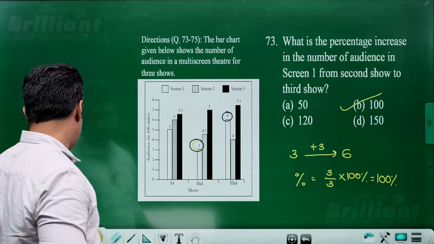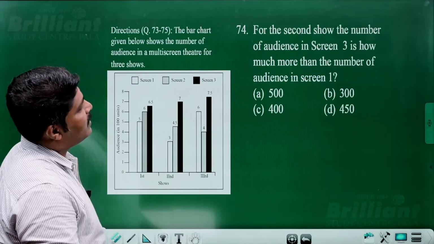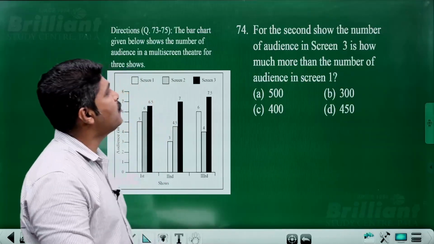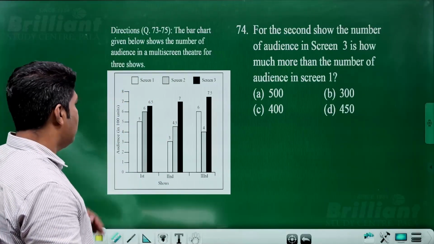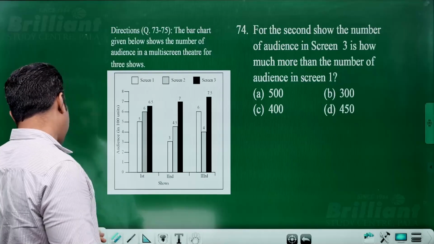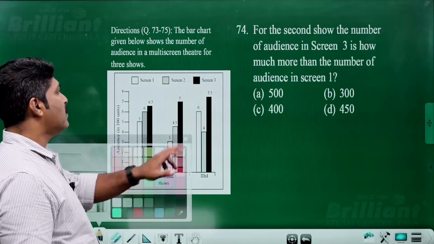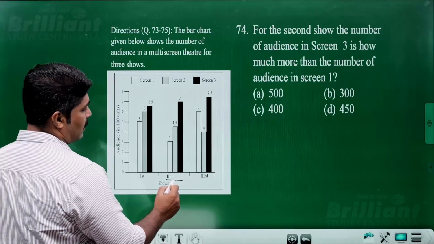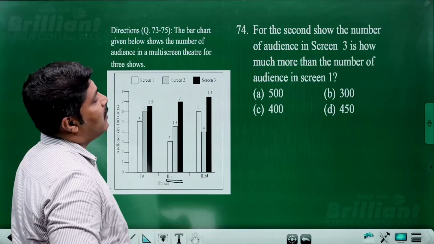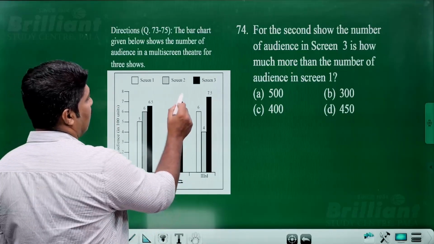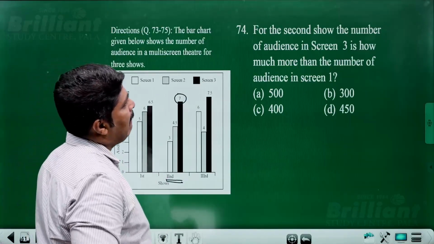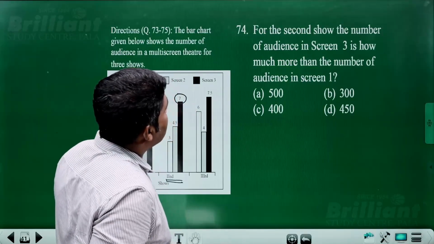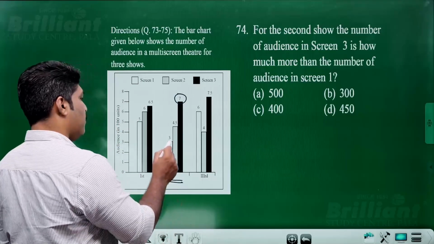It's easy to solve. Second question: for the second show, the number of audience in screen 3 is how much more than the number of audience in screen 1? For the second show, number of audience in screen 3. Suppose you are considering the second show, this second. Number of audience in screen 3 is how much more than the number of audience in screen 1.